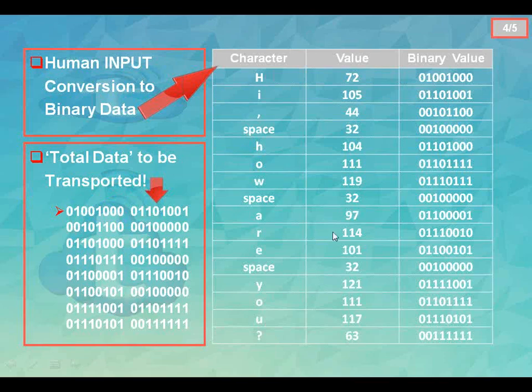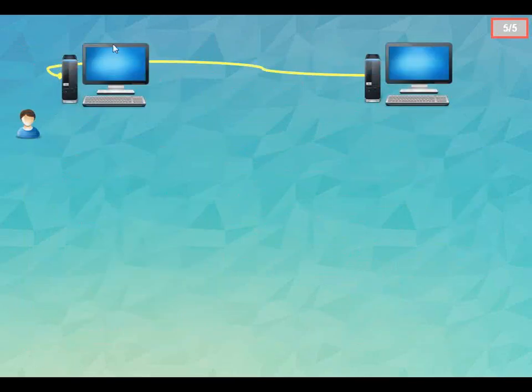How will it be transported? Let us see. Computers are connected with an electrical cable. The human being is inputting the English text, which is read by the GUI application. The GUI application's first duty is to convert it into what? Binary format that can be transferred.